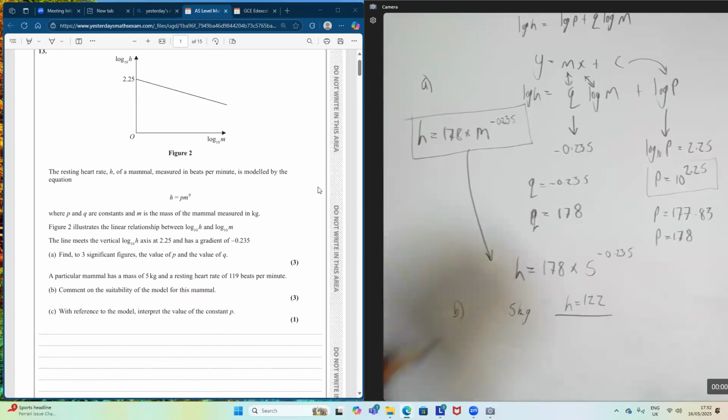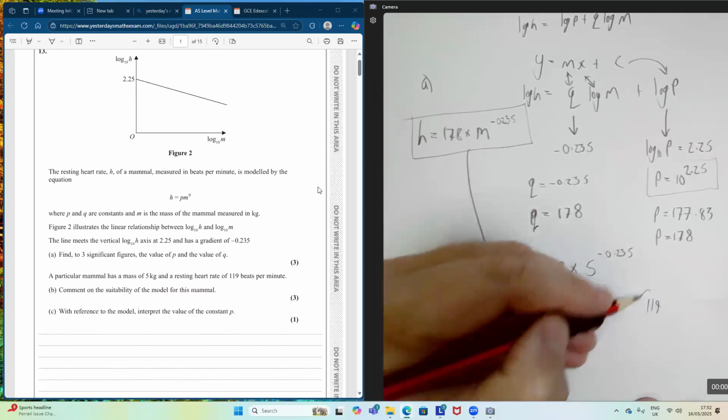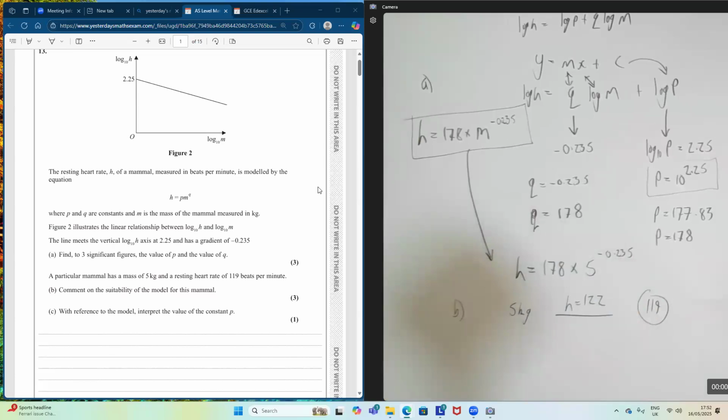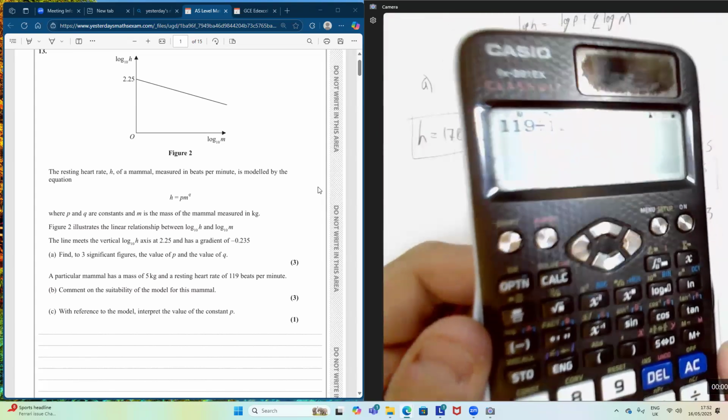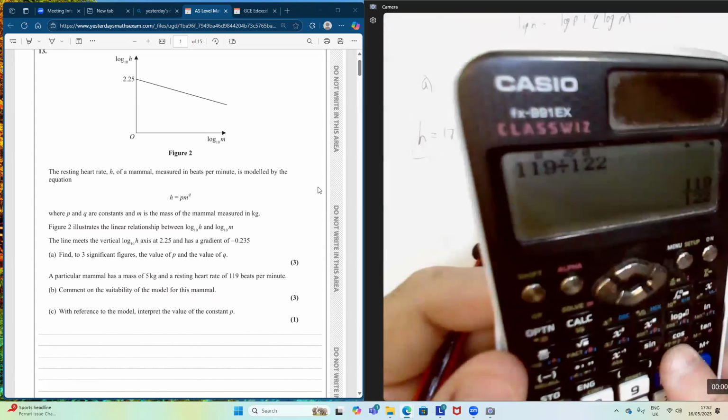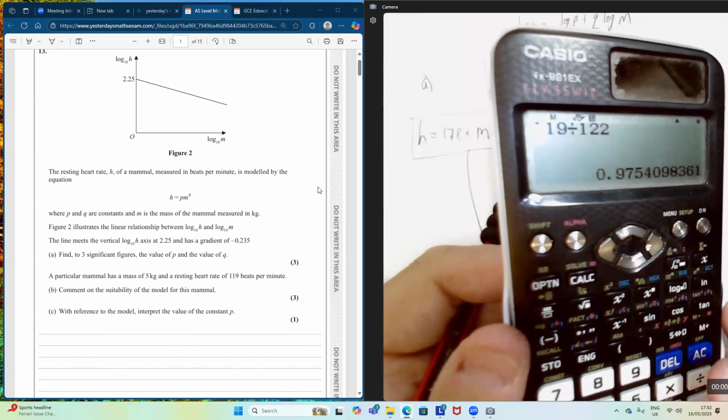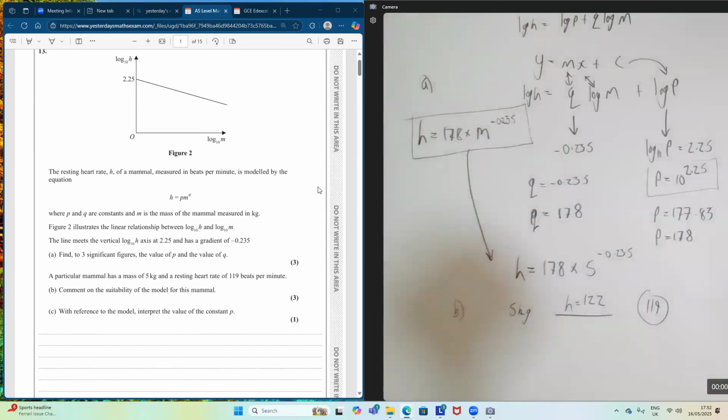And we're told that the actual resting heart rate is 119 beats per minute. And as you can see, our model predicted 122. If we were to do a rough ready reckoning calculation to see how far out we are, if I was to do 119 divided by 122, you can see that I get 0.975. So we're only about 2.5% out from the actual answer.